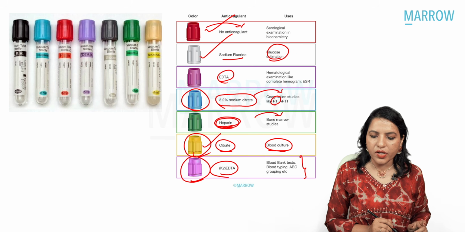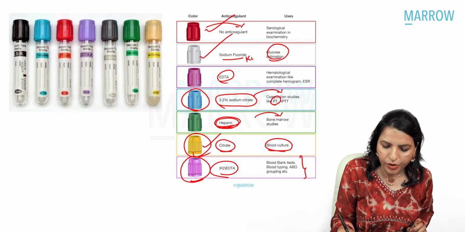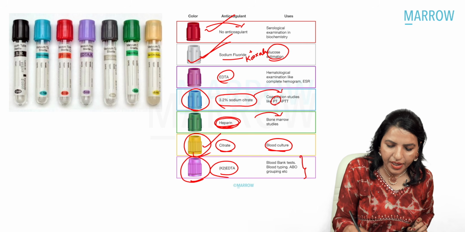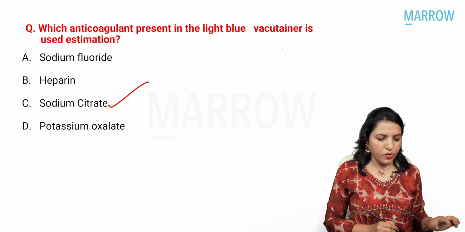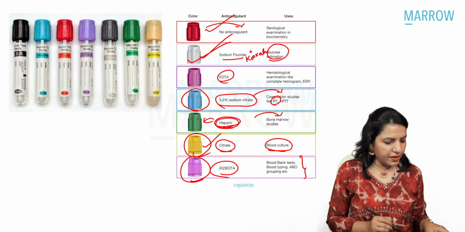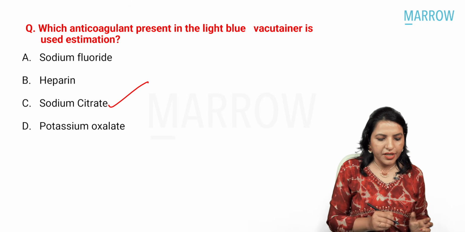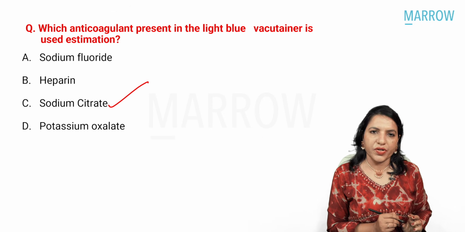Now what about the oxalate? The sodium fluoride, potassium oxalate mixture you can see in the light gray color. Then what about heparin? Heparin is seen in the green color code. Then the sodium fluoride, that is also in the light gray. So the answer here is sodium citrate.